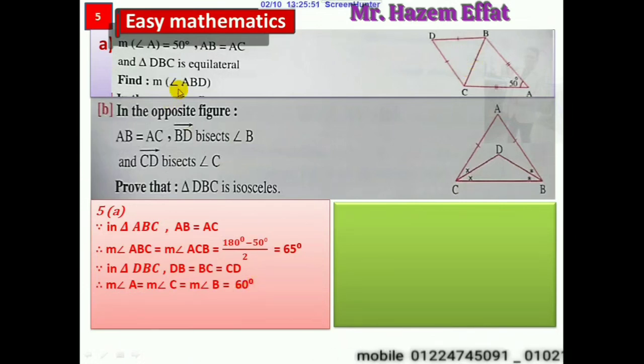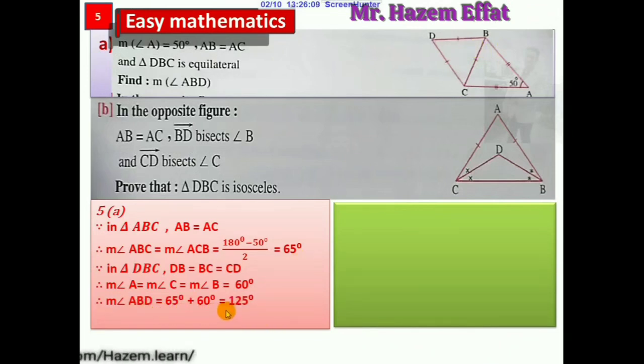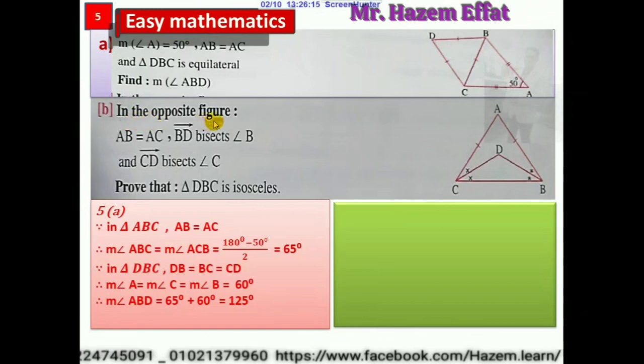Now, how to find measure of angle ABD, the whole angle? Yes, by adding both of them, because we found this equal 65 and this equal 60 degrees. By adding both of them, measure of angle ABD equals 65 plus 60 equals 125 degrees. Let's see the last one in the opposite figure.